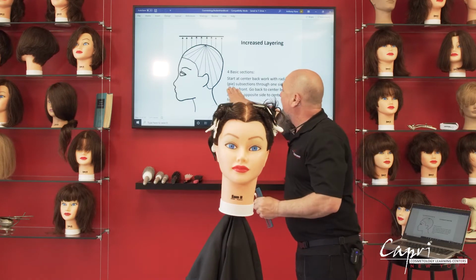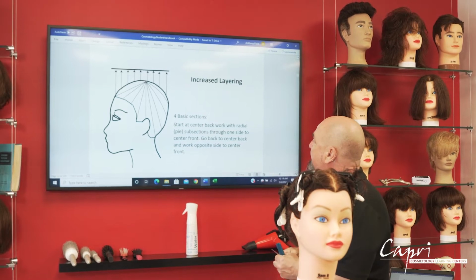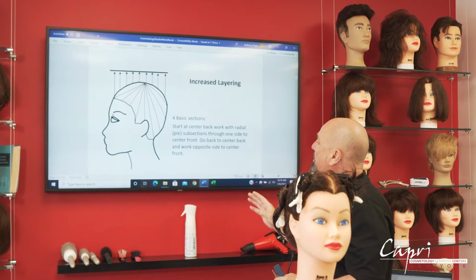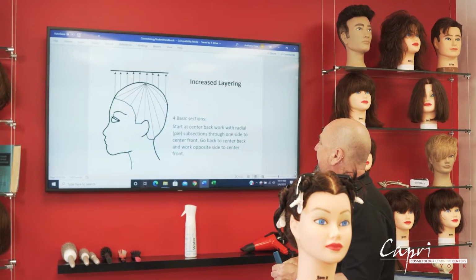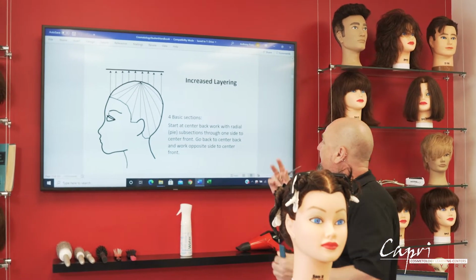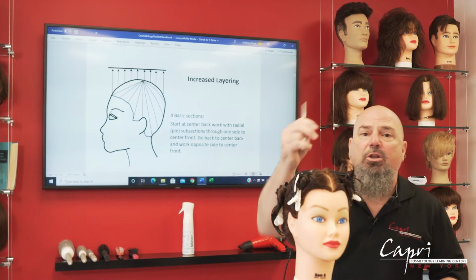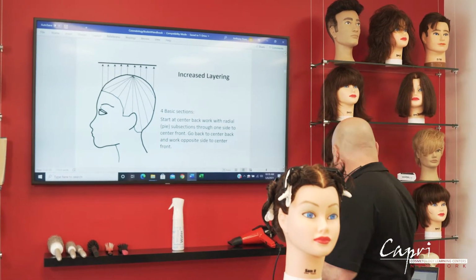Another word they use is pi. So we're going to start off with four basic sections, starting at the center back, working with radial or pi subsections through one side to the center front. So we'll work one side first. Then we're going to go back to the center back and work the opposite side to the center front. So that's how we're going to approach this haircut for you.